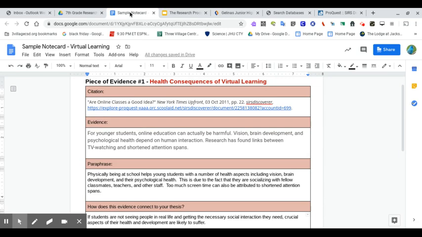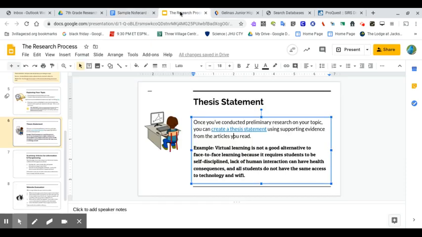So again, here we have how does this evidence connect to your thesis? If students are not seeing people in real life and getting the necessary social interaction they need, crucial aspects of their health and development are likely to suffer. So I was able to make a connection between this evidence and my thesis statement.